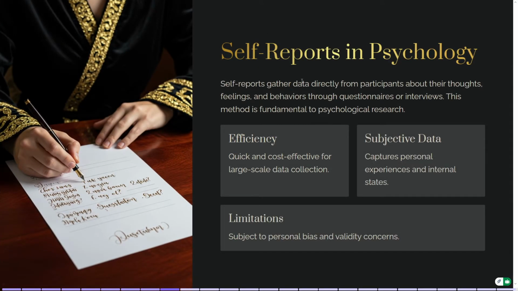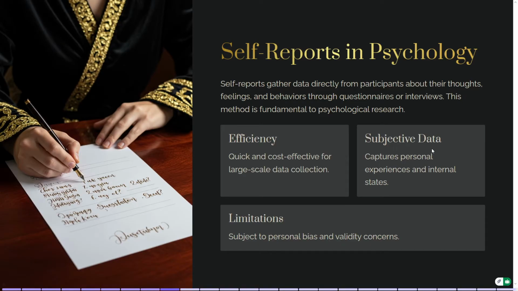Now, the second one is the self-report in psychology. Self-reports gather data directly from participants about their thoughts, their feelings and behavior through questionnaires and interviews, either through questionnaire or through interview. Number one, it's efficient because it's quick and it's cost effective, right? For large scale data collection, especially the questionnaire. However, it provides subjective data.